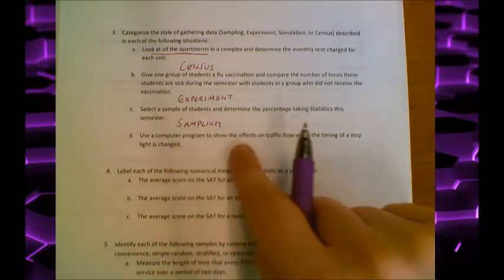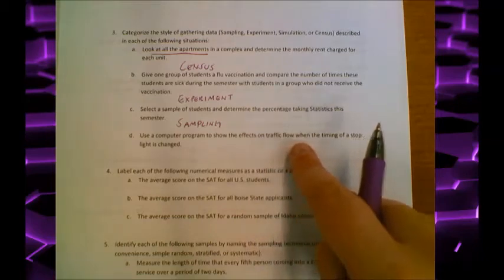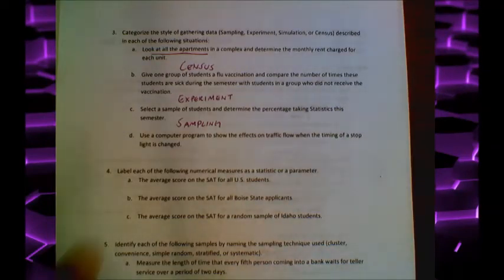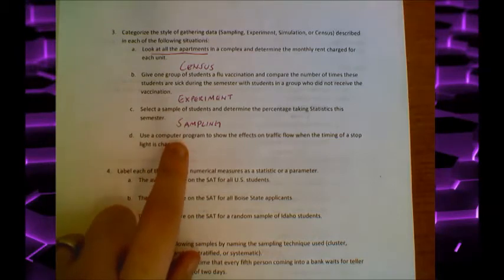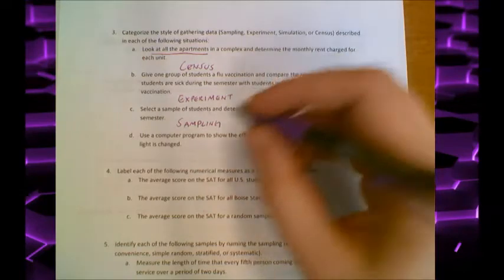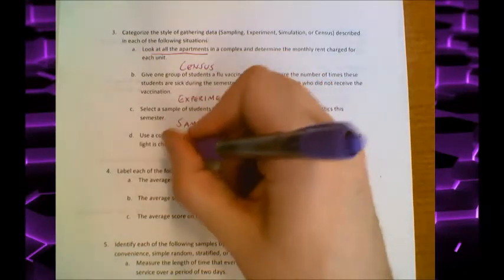For D, I want to use a computer program to show the effects on traffic flow when the timing on a stoplight is changed. So again, clear thing there, I'm using a computer program to do this. I'm not actually going out and changing it and then measuring it. So that's going to be a simulation.